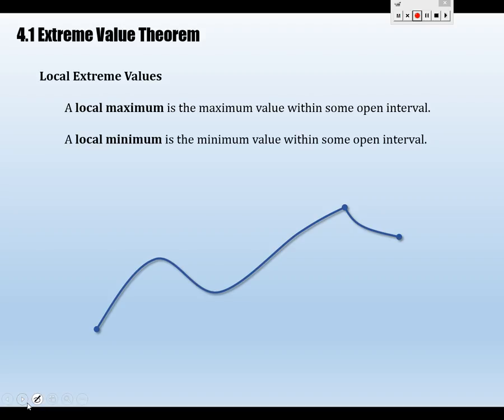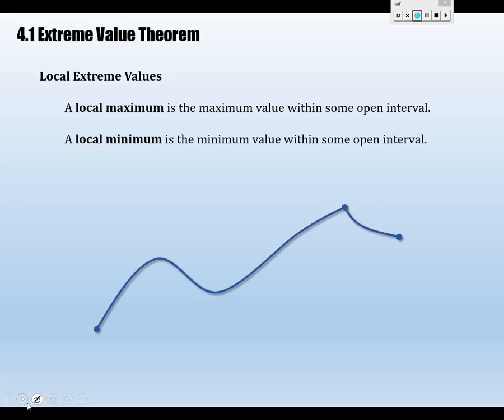Okay, let's hear from someone else here. Josh. The open interval would mean it's non-inclusive. So with that point you keep pointing at, there's no way to make a non-inclusive interval in which that's still the local maximum. Yeah, can you find an open interval containing this point where it's the biggest value?